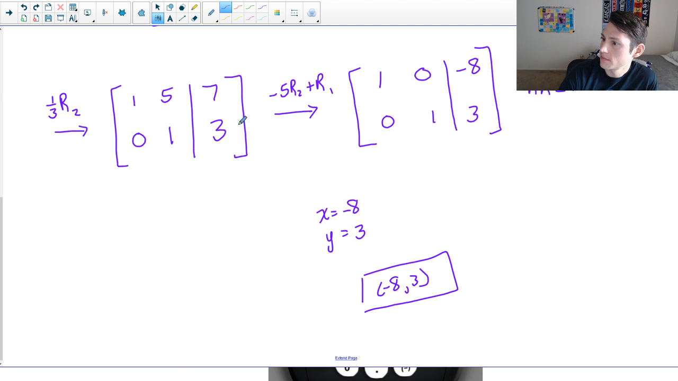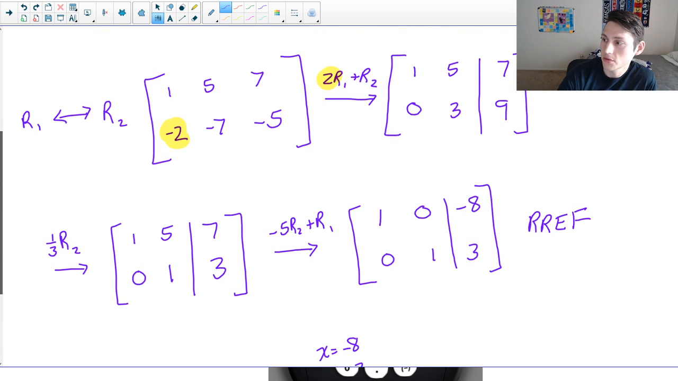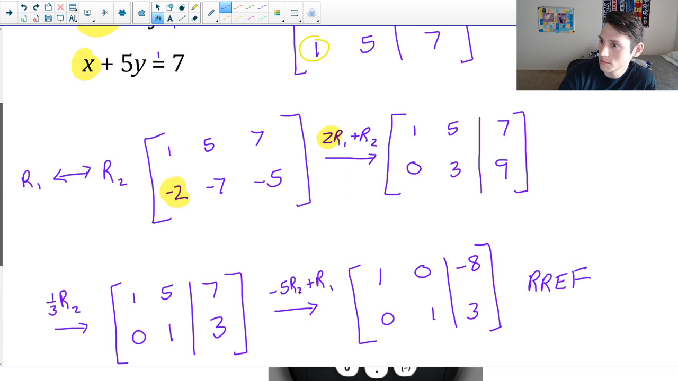right? Can really mess things up. So just be super careful. But let's try another example.